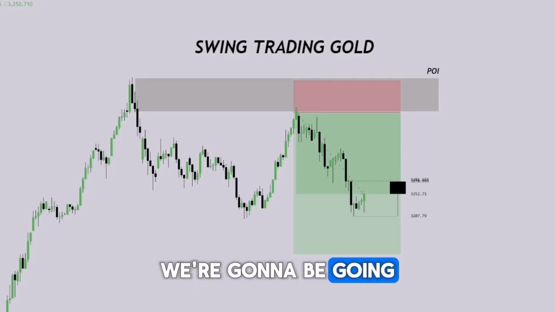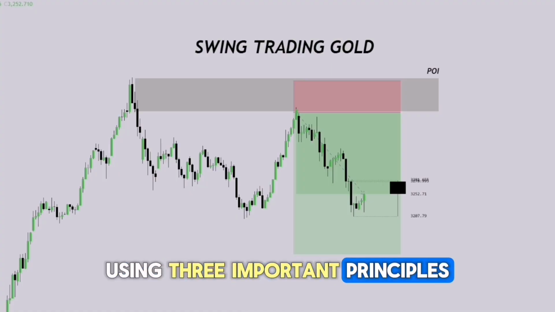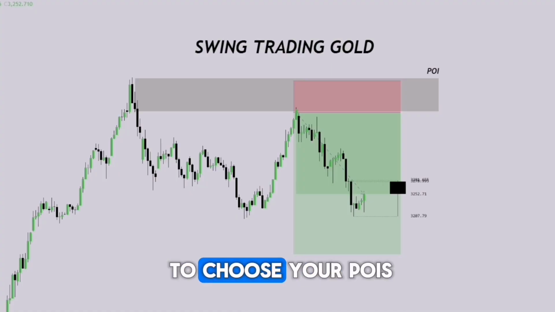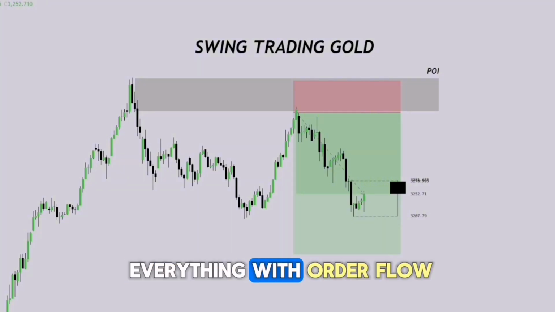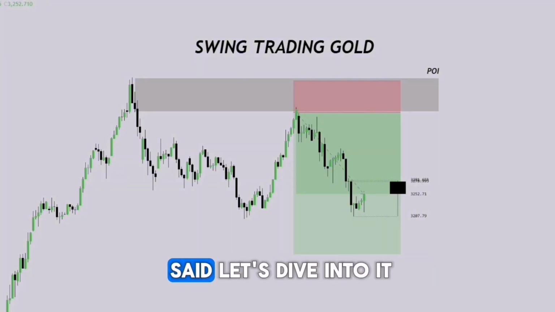So in this video, we're going to be going over how to swing trade gold or any market using three important principles: Power of three, how to choose your POIs, and how to combine everything with order flow so you stay on the right side of the market. Now with that being said, let's dive into it.